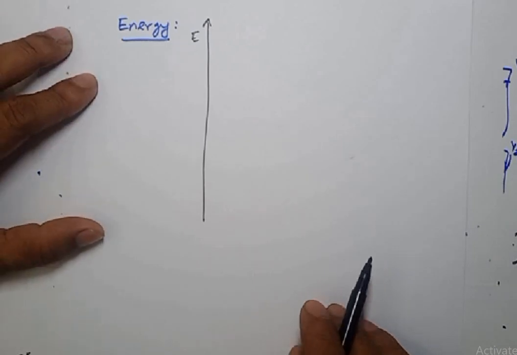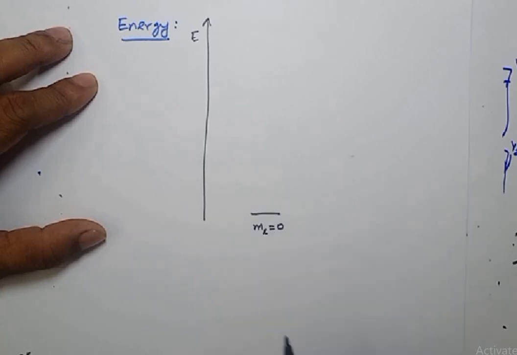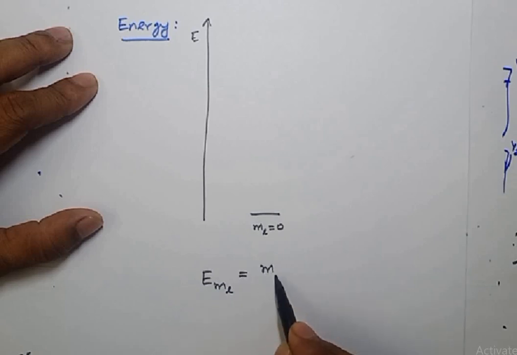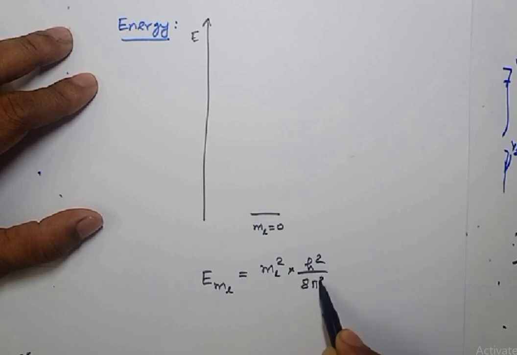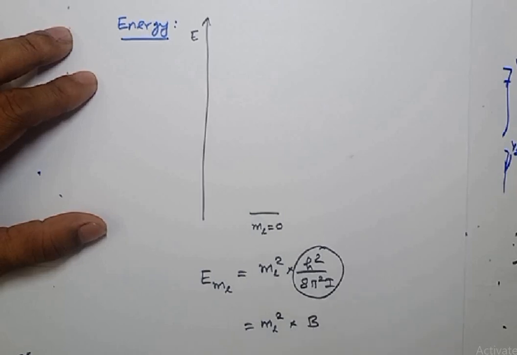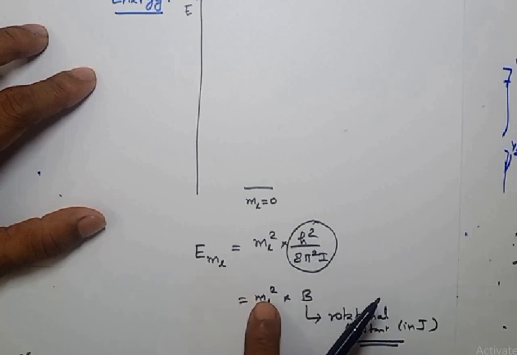For a particle on a ring, what are the allowed values of energies? Listen, when ml equal to 0, that is the lowest possible quantum number. The energy formula is ml square into h square by 8 pi square I. Here this h square by 8 pi square I is sometimes called the rotational constant in energy unit, joule unit. So instead of h square by 8 pi square I, I can write simply B. So the energy formula is ml square into B.